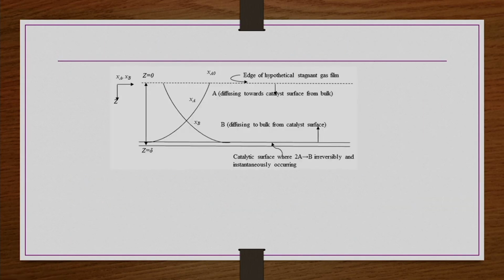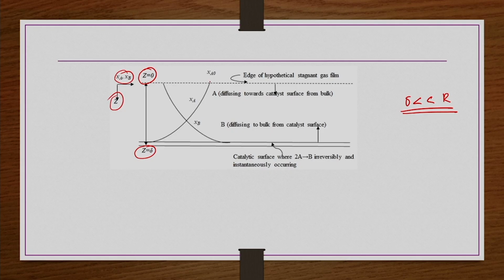The same thing is pictorially shown here. Since the film thickness is very small compared to the radius of the catalyst particle, curvature effect we are not taking into consideration. So, the hypothetical stagnant gas film edge, whatever is there, that we are calling Z is equal to 0, the catalyst surface we are calling Z is equal to delta, right, and then the diffusion is taking place in the Z direction. In this representation, the x axis is concentration Xa or Xb, and the y axis in the reverse direction is Z, or the vertical direction downward is the Z axis here.